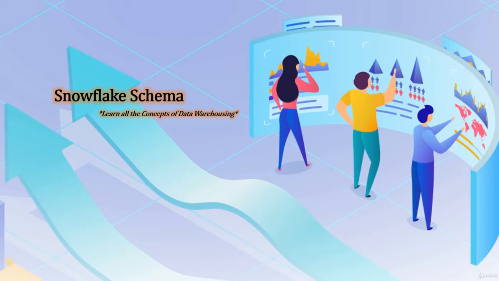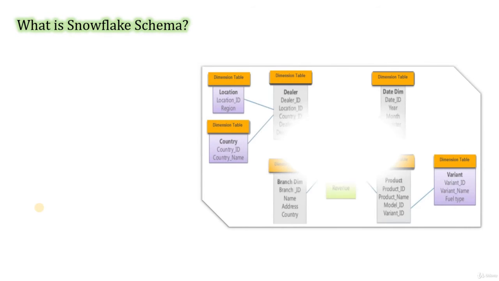Hello and welcome back to another great session, Snowflake Schema. This is another multidimensional schema within dimensional modeling. Let's learn what is that Snowflake schema. A Snowflake schema is an extension of a star schema, and it adds additional dimensions. It is called a snowflake because its diagram resembles a snowflake.